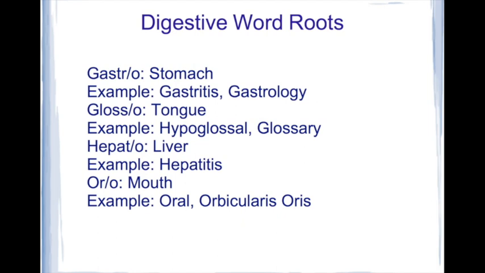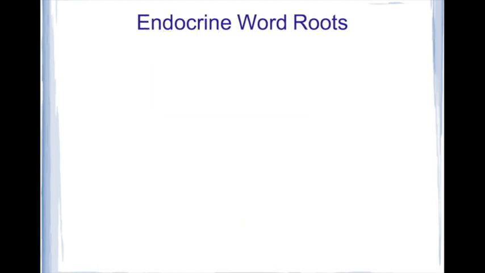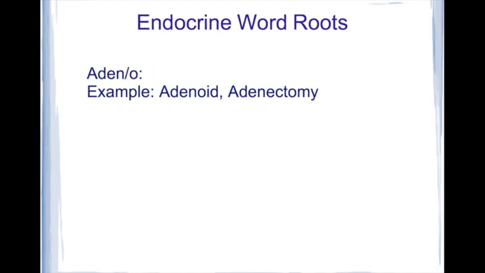Okay, endocrine word roots. Adeno, like your adenoids, which aren't actually this, but they resemble this. Oid means resembling, so they kind of look like these structures. An adenectomy is surgical removal of a gland. So a lot of times if you have a gland removed, it'll be specific to that gland. It'll be named, oh geez, a thyroidectomy or something like that.